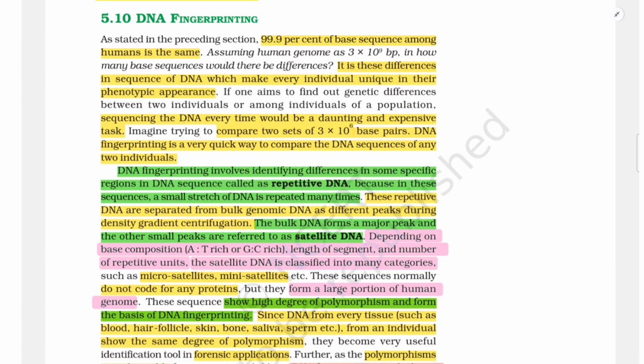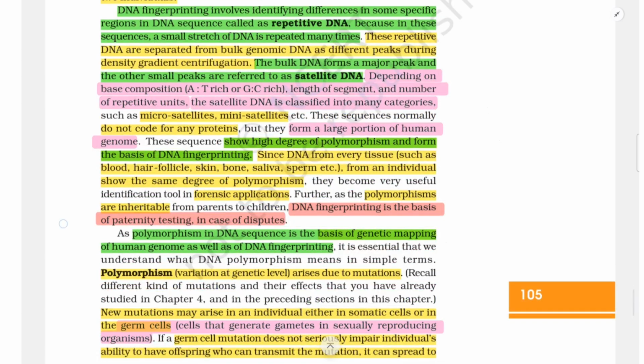Imagine trying to compare two sets of 3 × 10^6 base pairs. DNA fingerprinting is a very quick way to compare the DNA sequences of any two individuals. DNA fingerprinting involves identifying differences in some specific regions in DNA sequence called repetitive DNA, because in these sequences a small stretch of DNA is repeated many times.